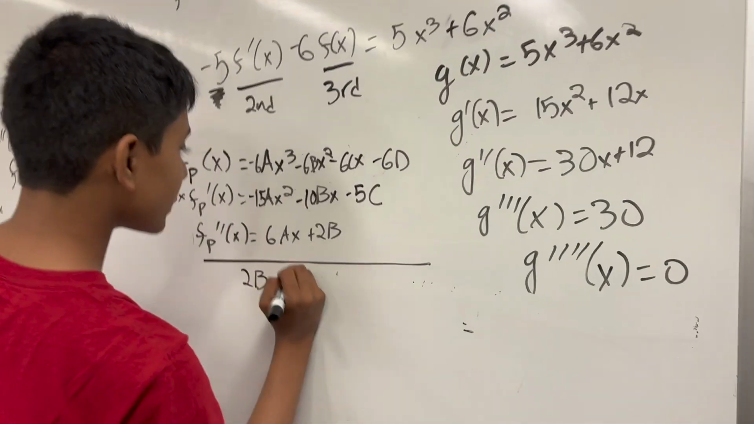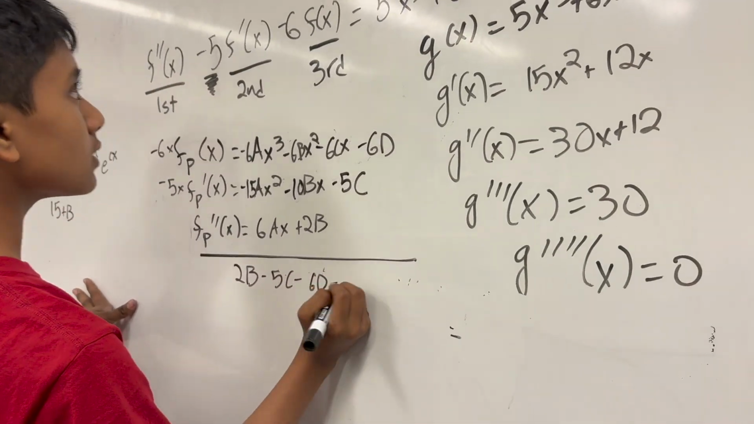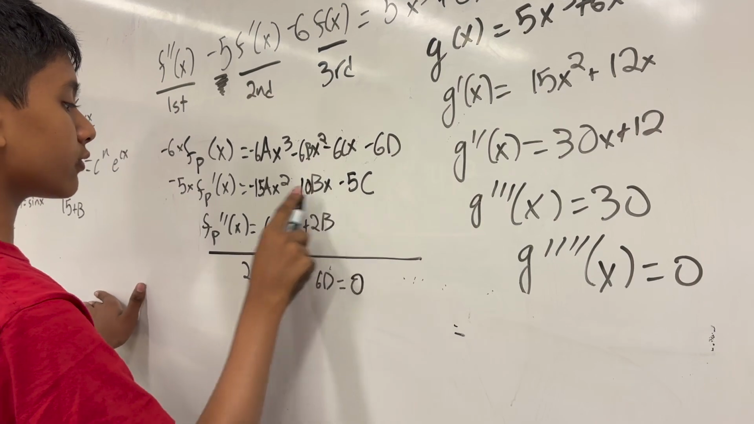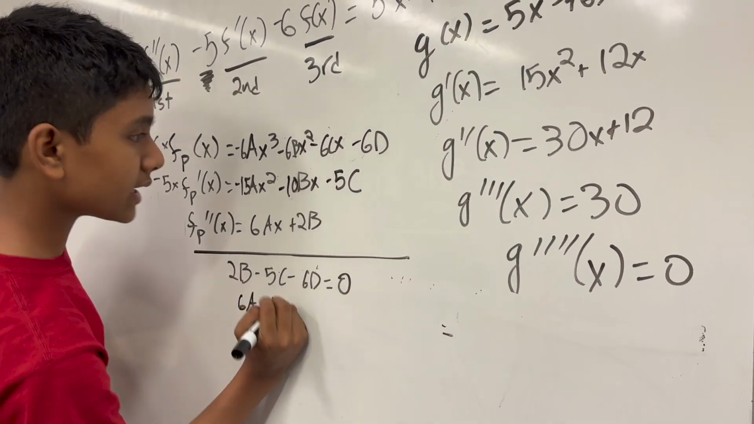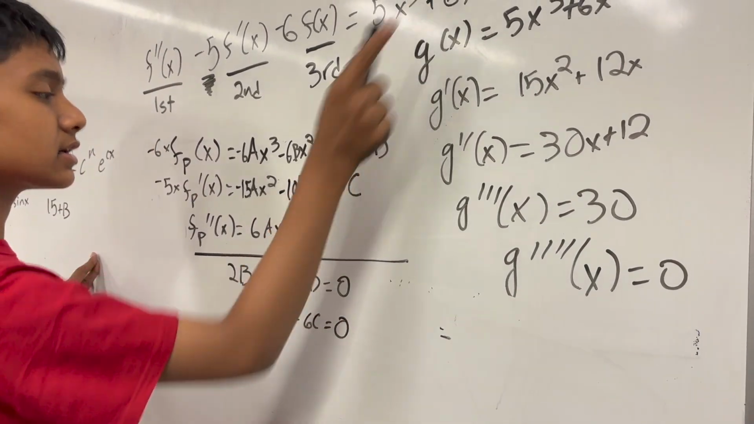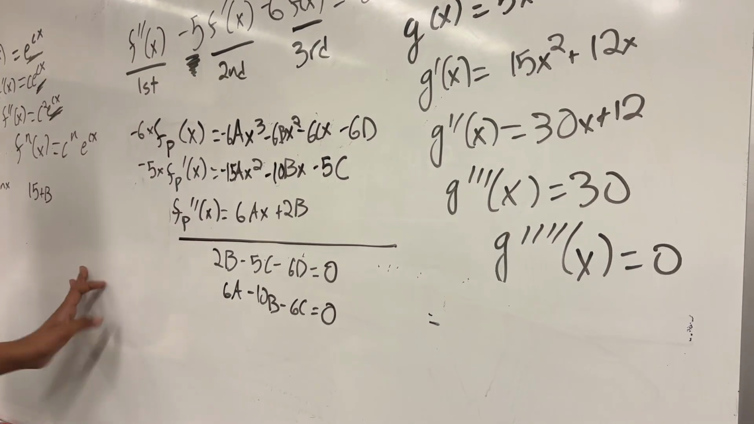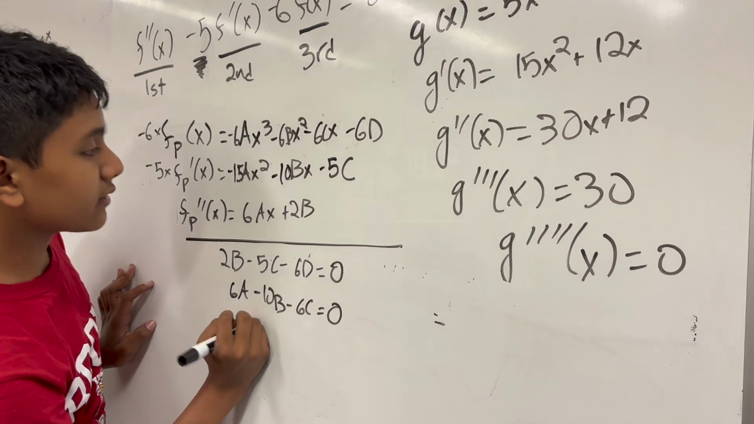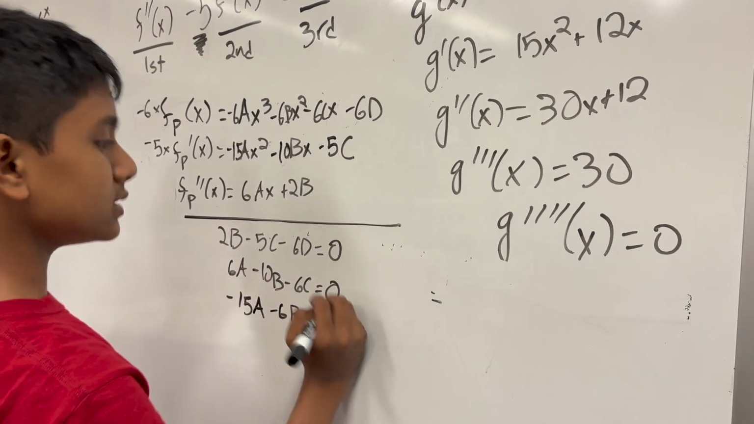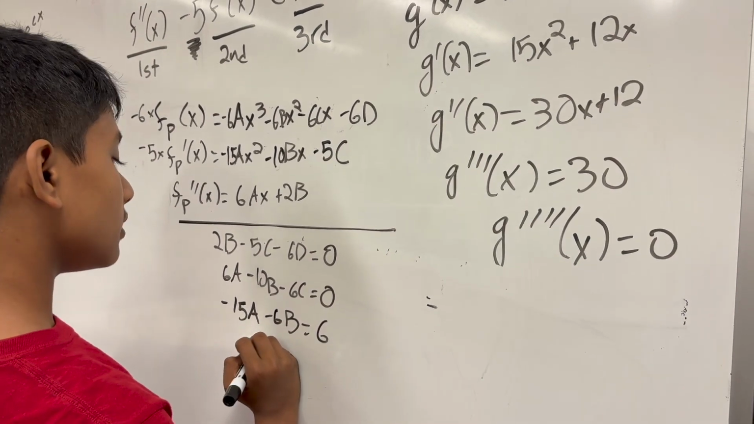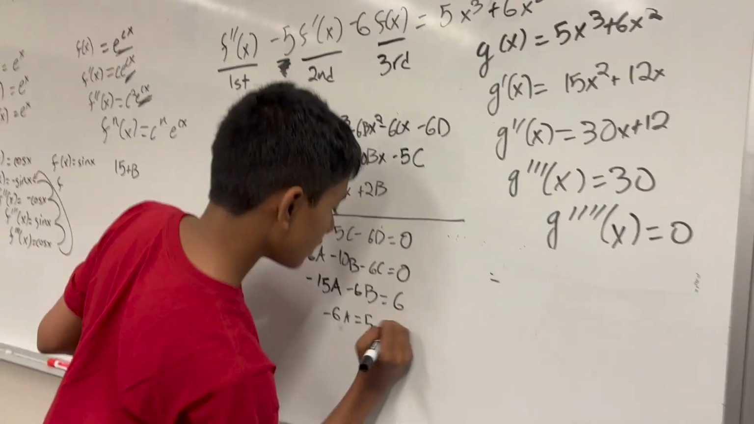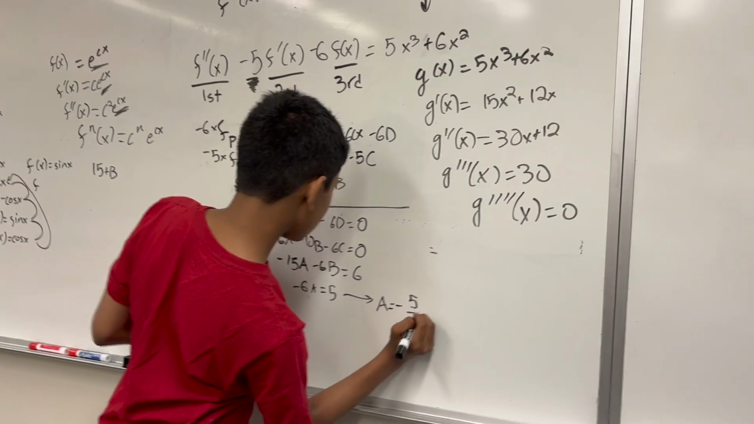So we get that 2b minus 5c minus 6d is equal to 0. Let's look at all the first degree terms. You get 6a minus 10b minus 6c is equal to 0 again because there are no first degree terms. We get all the second degree terms together, minus 15a minus 6b is equal to 6. And finally, minus 6a is equal to 5. So you get a is equal to minus 5 over 6.